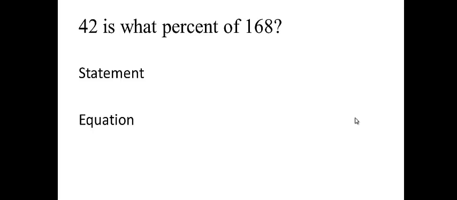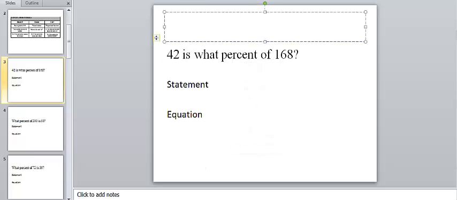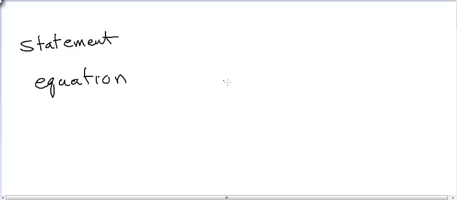So from this, we can set up an equation. We can say 42 is what percent of 168. We interpret is and of as equal and multiplication respectively, and our percent is our percent, what we're looking for. So start with 42 is, so 42 is 42. Is is interpreted as an equal sign. Now when I say what percent, I'm looking for, that's my unknown, so I leave it as P.